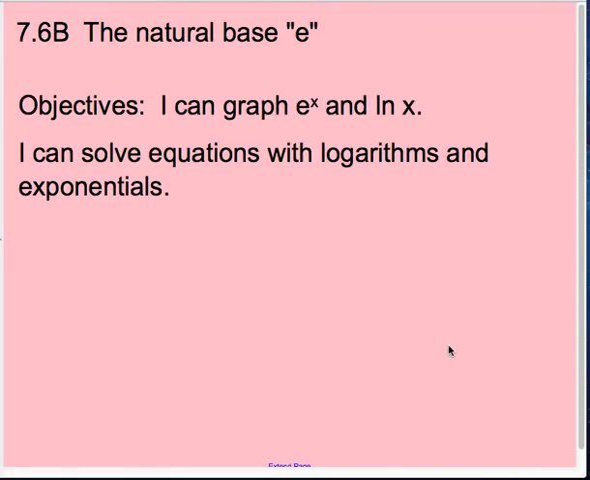So this is the second part of working with base e. We're going to take a look at graphing e to the x and the natural log of x, and we'll look at solving a couple of equations with logs and exponentials.